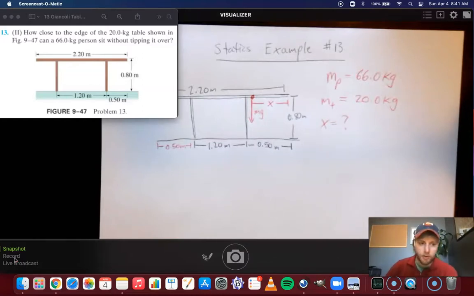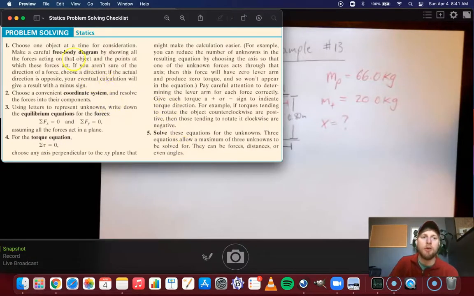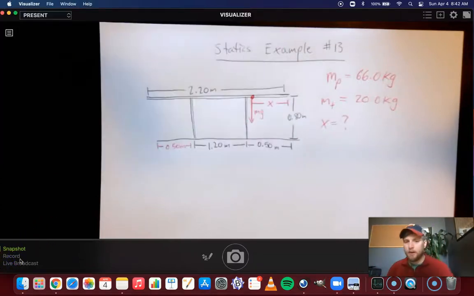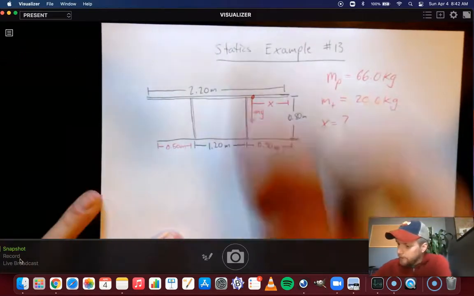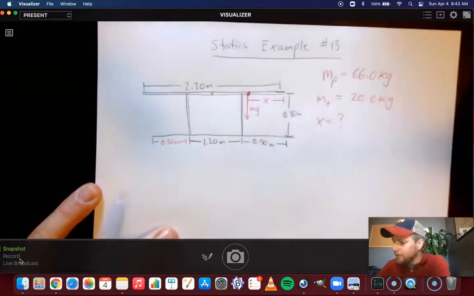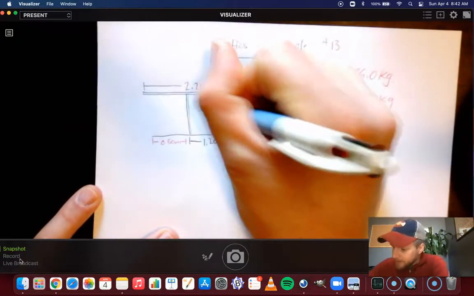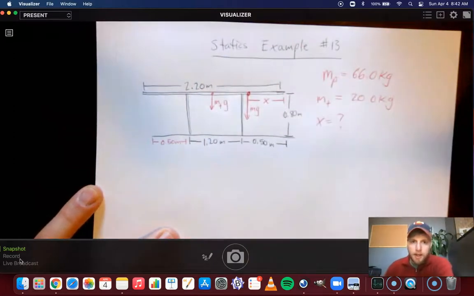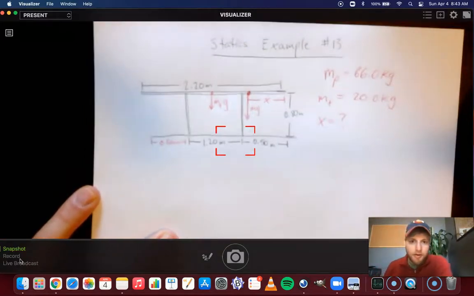Like a lot of these questions, it's hard to know exactly where to start. We just want to look straight at our problem-solving checklist. So the first thing we want to do is our free body diagram, and we want to choose a direction for each force. One thing to remember is that when something has mass, like this table, which is 20 kilograms, its weight is going to act right at its center of mass. So I want to be careful with my labeling here. The weight of the table is going to be mtg, and this one is going to be the weight of the person, mpg.